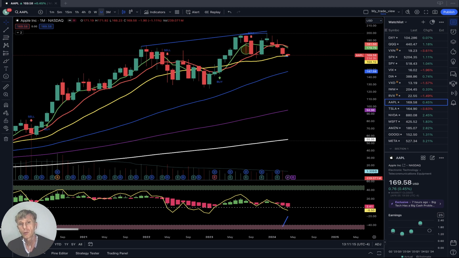Still above SMA 20, it can bounce from SMA 20. SMA 20 can be strong support. So far, it's above SMA 20. Not confirmed bearish reversal trend yet.